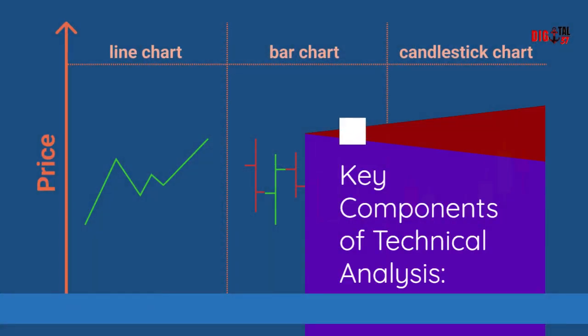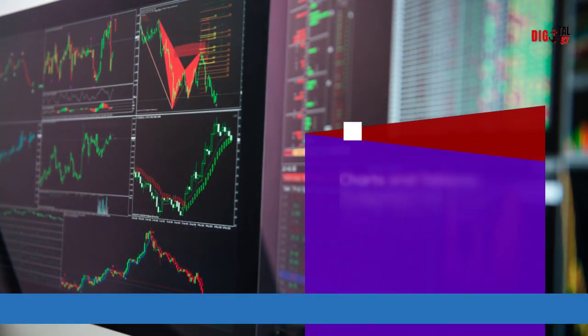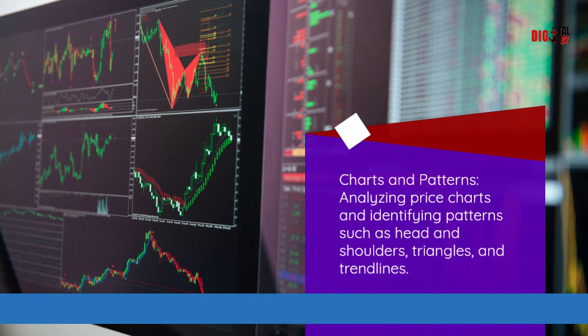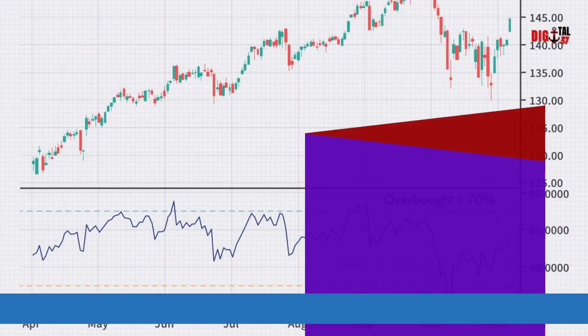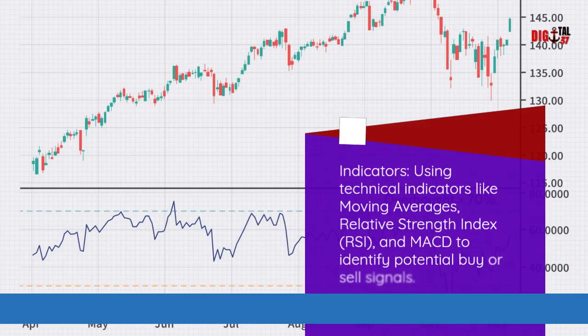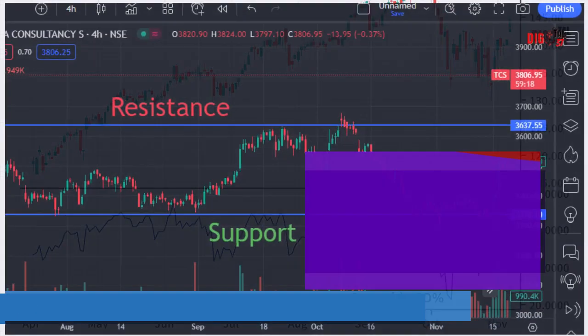Key components of technical analysis. Charts and patterns: analyzing price charts and identifying patterns such as head and shoulders, triangles, and trend lines. Indicators: using technical indicators like moving averages, relative strength index, RSI, and MACD to identify potential buy or sell signals.